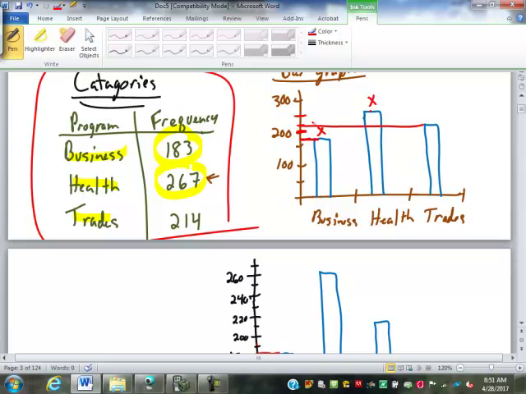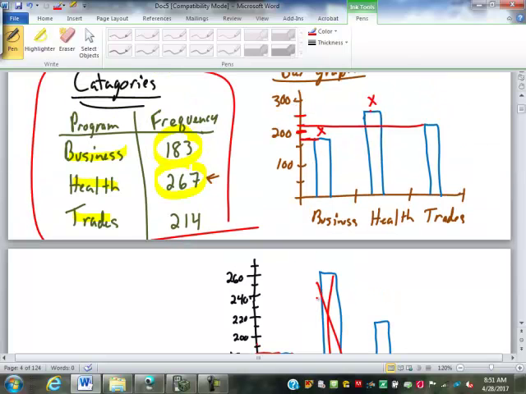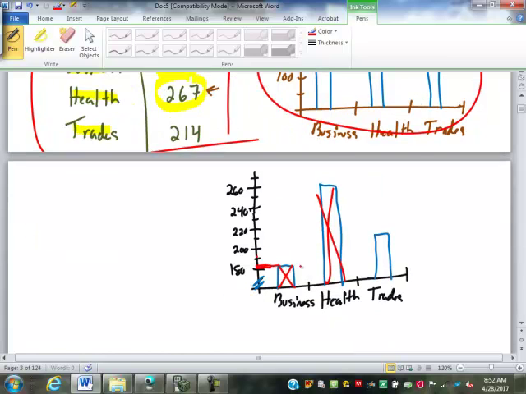It's in that range. But the big disadvantage to this graph is look at the comparison between business and health. It looks like health is like 4 or 5 times as much. And it's not. As this graph shows, it is considerably more, but it's not even double. So there's advantages to each type of graph. This one gives you a more accurate big picture, but you can't see the details. This one, you can see the details, but it can be misleading in the comparison between them.